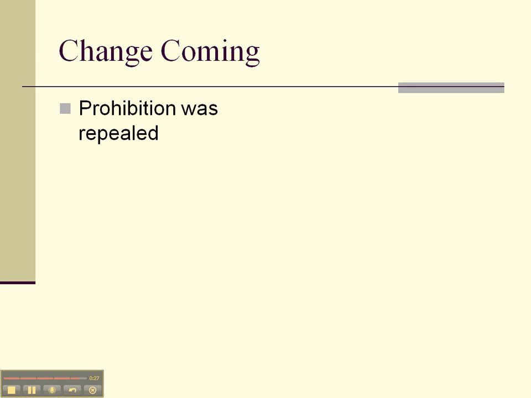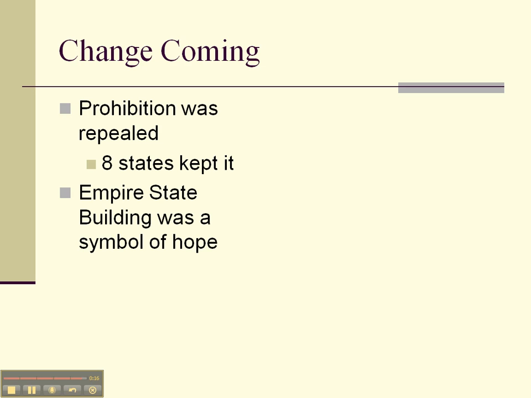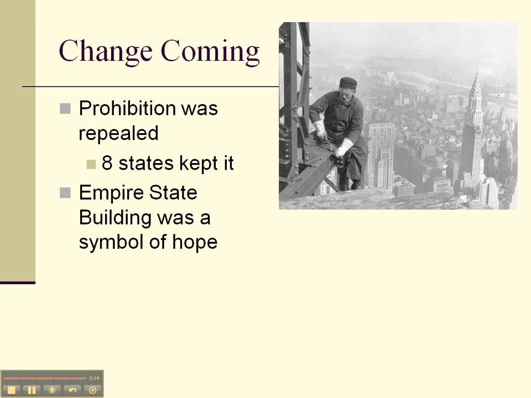There was change coming. One of the things that happened when FDR, who we'll talk about in a second, got elected was Prohibition was repealed. That opened up more jobs that were legal jobs. 8 states kept it. The Empire State Building was built during this time period, and here you can see guys. You know what? Let's go to the Empire State Building on the last lecture.